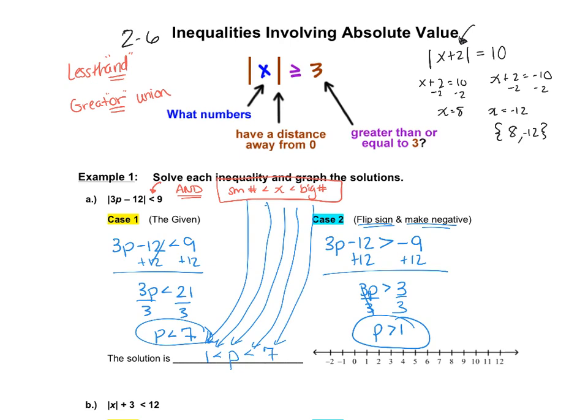And then graphing that, we know what it would look like. It would look like an intersection. So open circle at 1, open circle at 7, and it would be in between these two. Really stress where the solutions are. So p could be any number in between there.